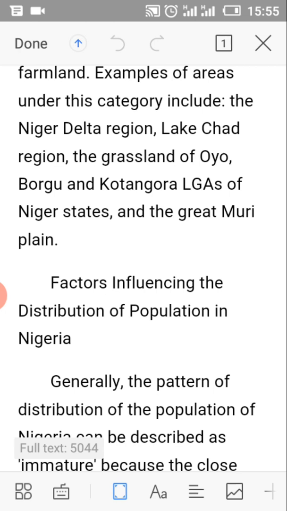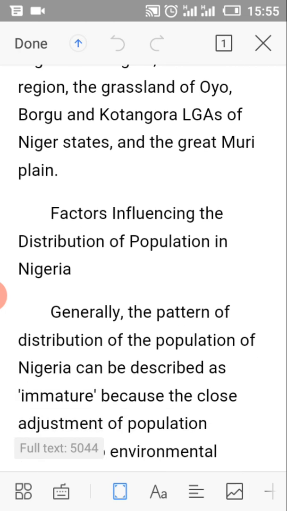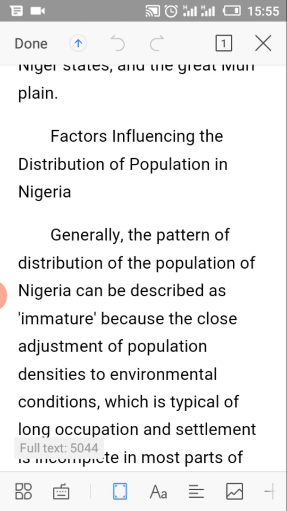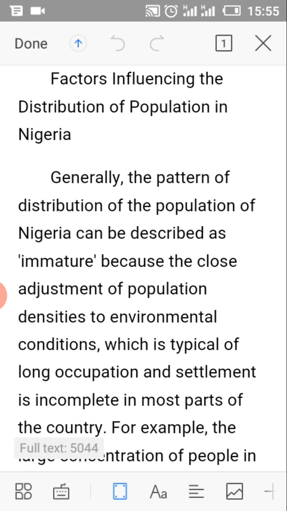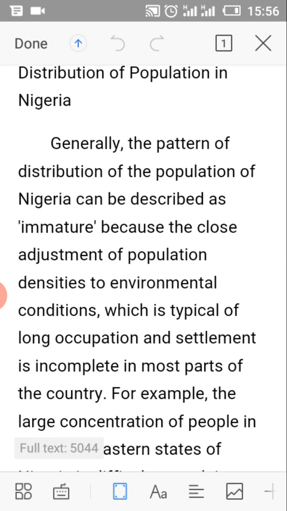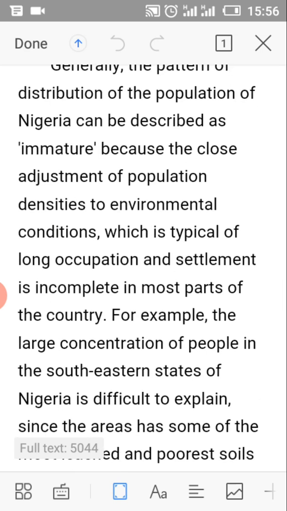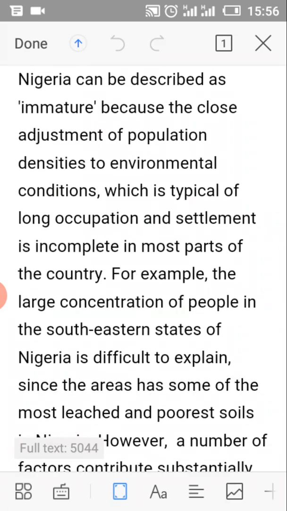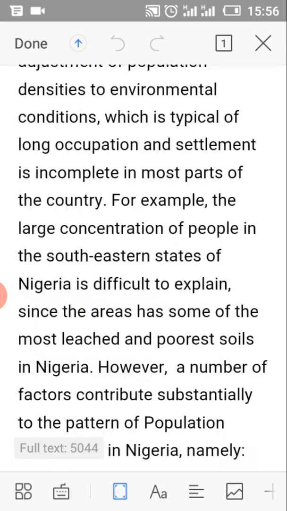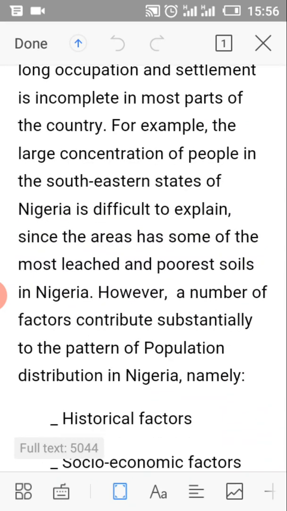Factors that influence the distribution of population in Nigeria. Generally, the pattern of distribution of population of Nigeria can be described as immature because the close adjustment of population densities to environmental conditions, which is typical of long occupation and settlement, is incomplete in most parts of the country. For example, the large concentration of people in the southeastern states of Nigeria is difficult to explain, since the area has some of the most leached and poorest soils in Nigeria.